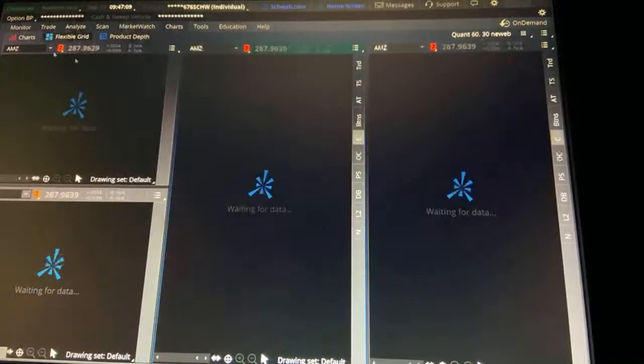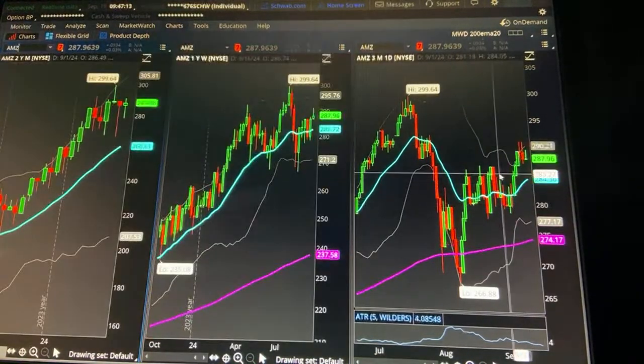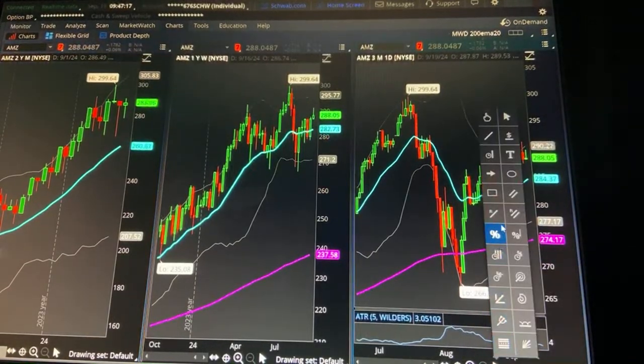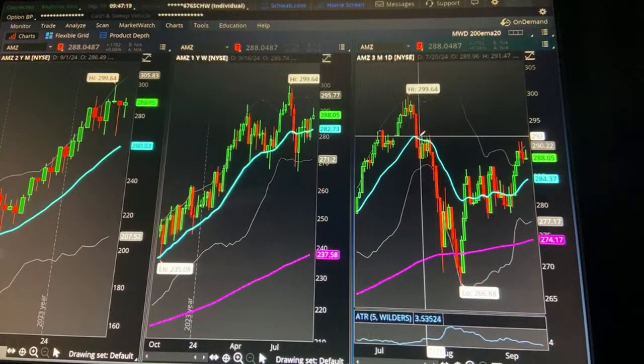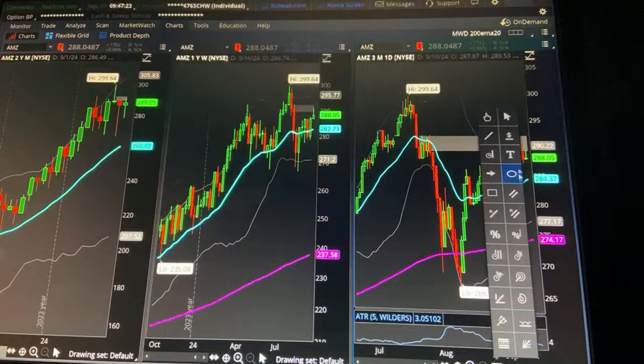I can't even get AMZ here on the monthlies and weeklies. I don't know why. That's kind of weird here. Monthly, weekly, daily. Yeah, so we have this supply here. So this would need to be absorbed. That's what's happening right now. This daily supply level would need to be absorbed. Monthly, weekly, daily is up.